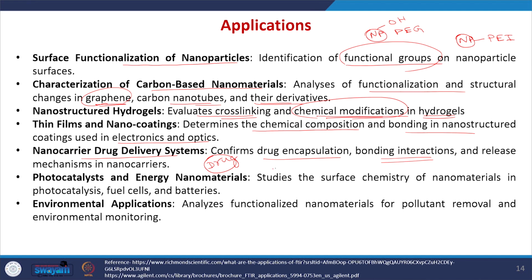This will give a different kind of peak, and in some cases if the drug is attached on the surface, that will give a different kind of FTIR peak when compared to the drug being inside the nanoparticle. Based on that we can understand whether the drug is encapsulated or attached on the surface using FTIR spectroscopy. This can also be useful for photocatalysts and energy nanomaterials, for studying the surface chemistry of nanomaterials in photocatalysis, fuel cells and batteries. We can also use it for environmental applications. For example, we can use it for analyzing functionalized nanomaterials for pollutant removal and environmental monitoring. So, these are the various applications of FTIR.